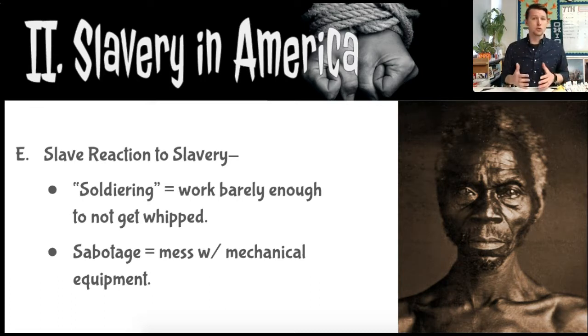One was known as soldiering, and what that meant was you basically did just enough work to not draw attention that you were not doing any work, and so they would keep you from being beaten or being mistreated, and so you did just enough.